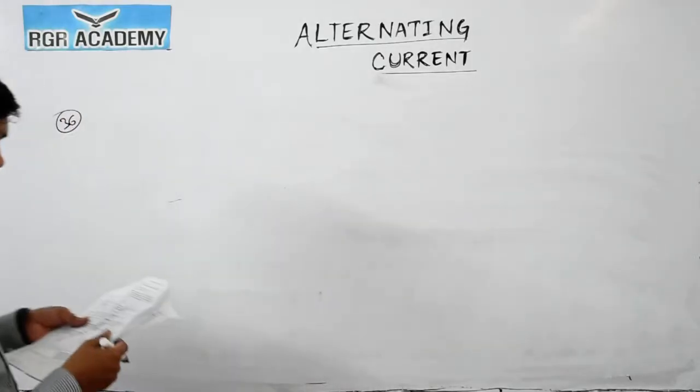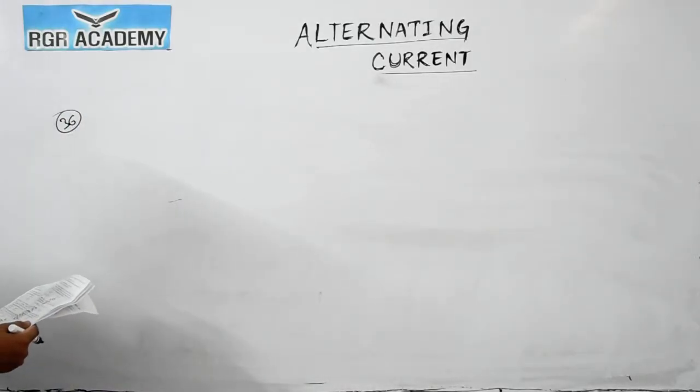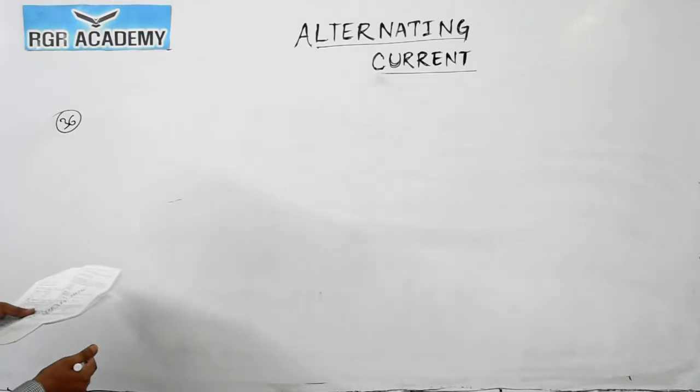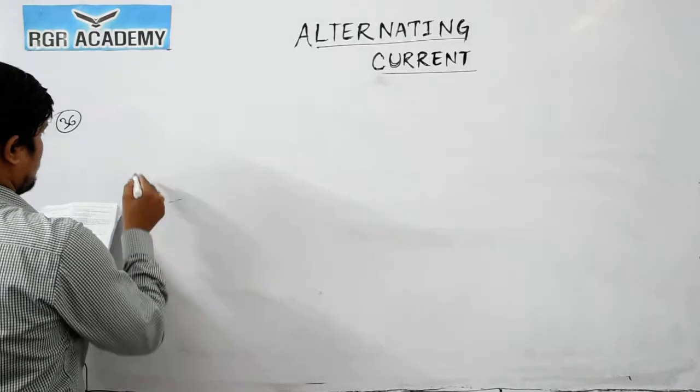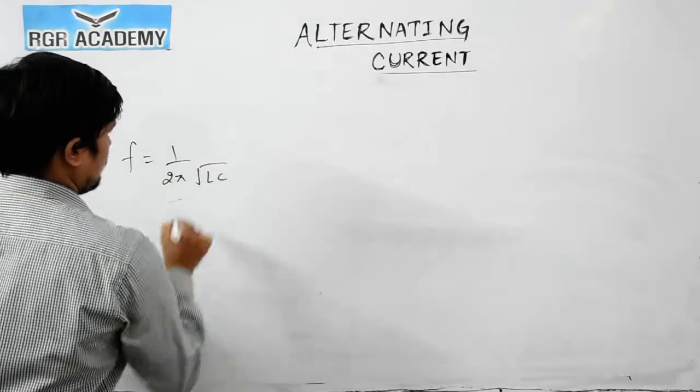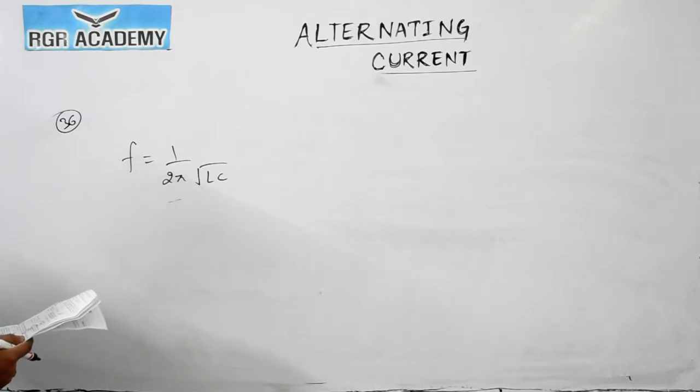So question number 36 is: in an LCR circuit the capacitance is changed from C to 4C. For the same resonant frequency, the inductance should be changed from L to what? See, resonant frequency is given by 1 by 2 pi under root of LC.